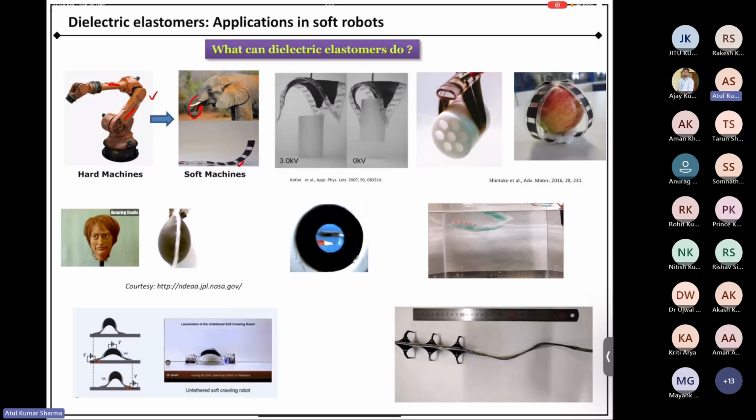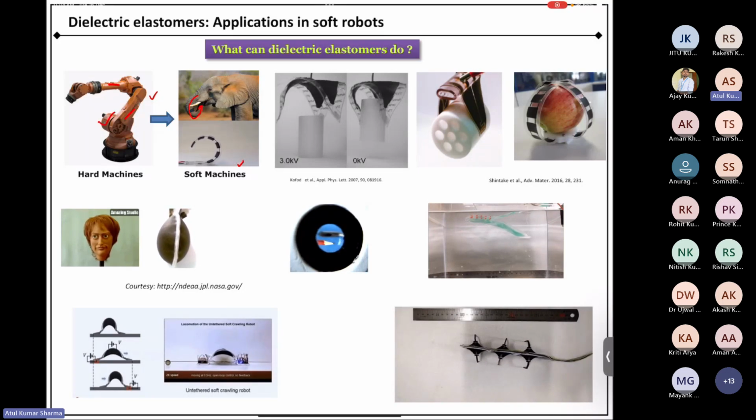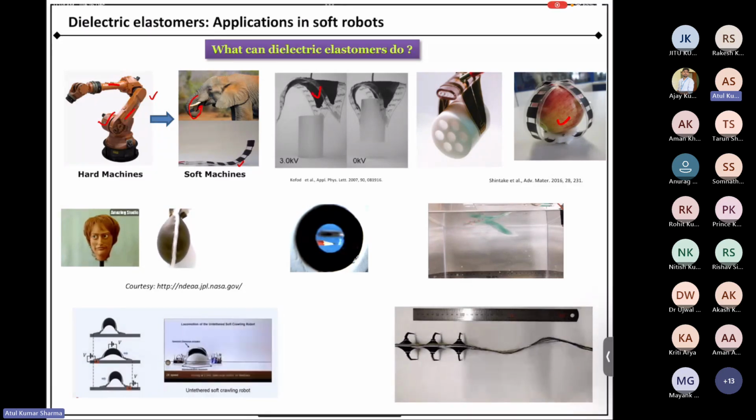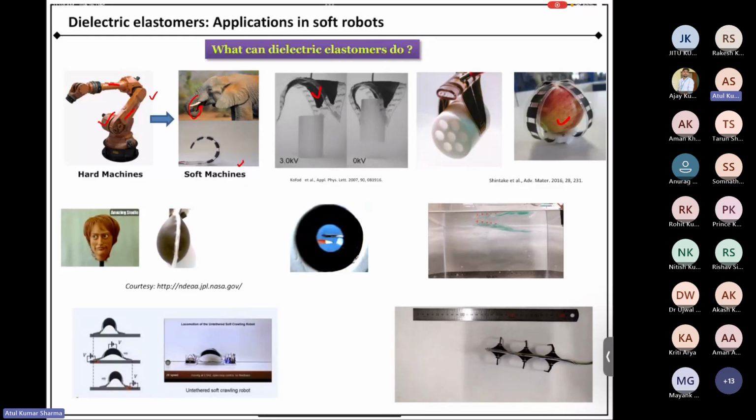If we see that we are using a conventional robot for grasping, let's say, fruits, what will happen? The metal kind of gripper can damage the fruits. But if we are using soft-material-based grippers, it will not damage the fruits. They can also achieve the shape of the object.